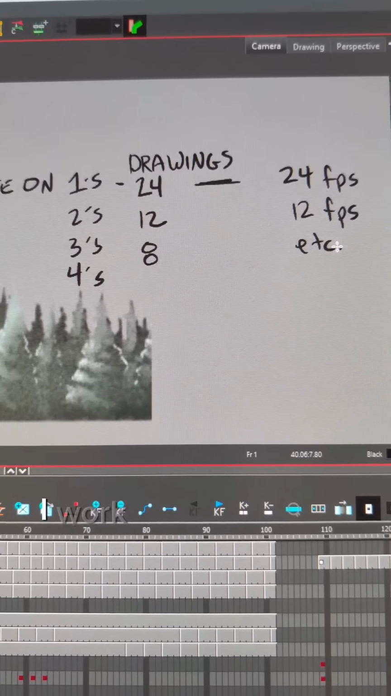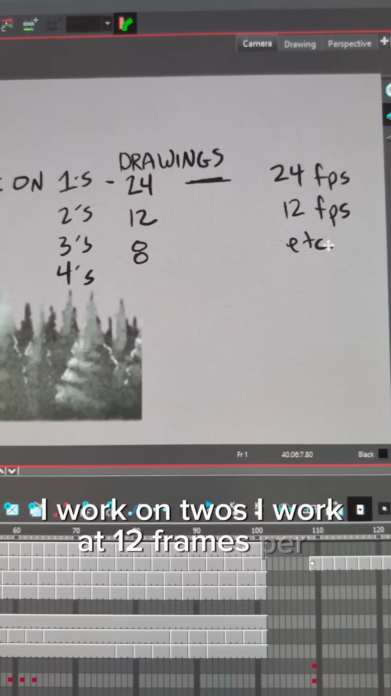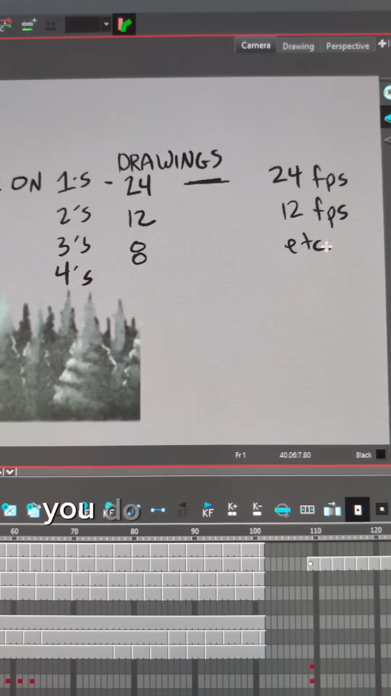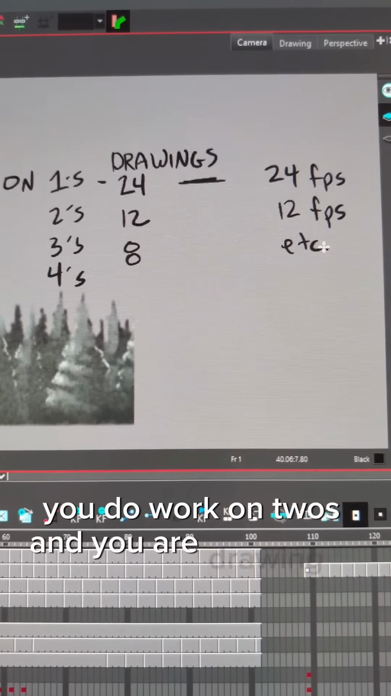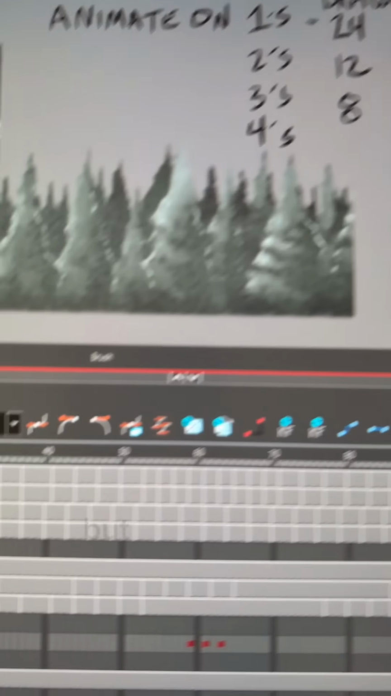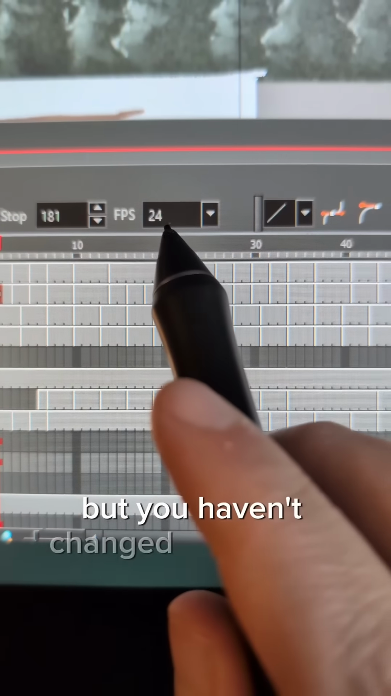They're like, oh, I work on 2s. I work at 12 frames per second. And you do work on 2s and you are drawing 12 drawings, but you haven't changed the frames per second.